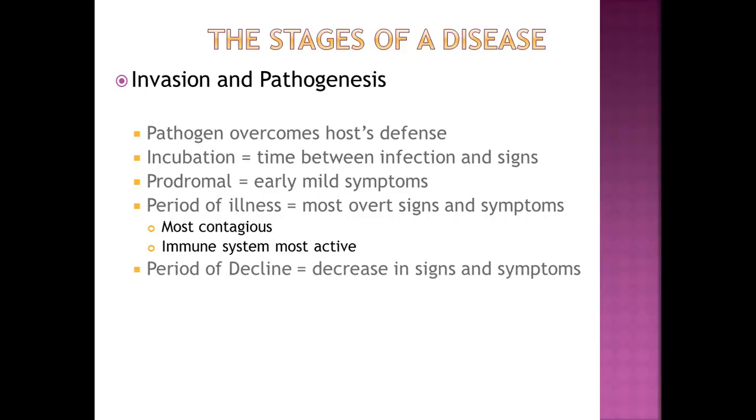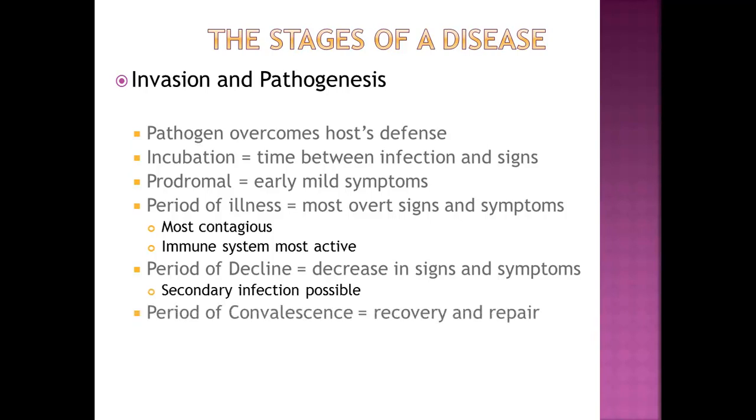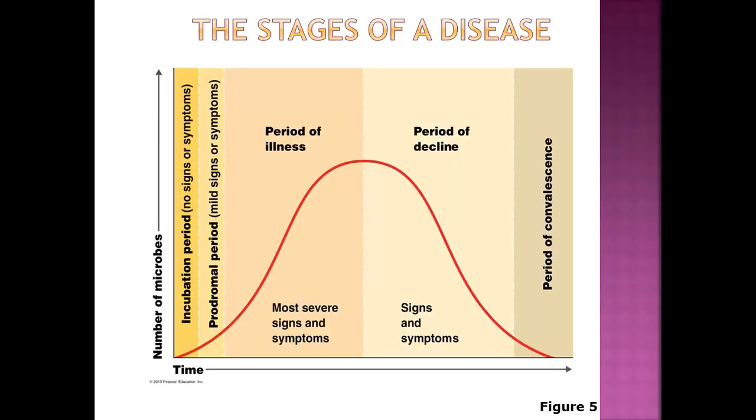Period of decline is when you start to see a decrease in your signs and symptoms. However, a secondary infection is possible. The period of convalescence is your recovery and repair, and spread can occur at any period. So if we take a look at this graph, we'll see that it shows us the stages of disease, over time, over the number of microbes. And notice here the number of microbes increasing and then decreasing, right?